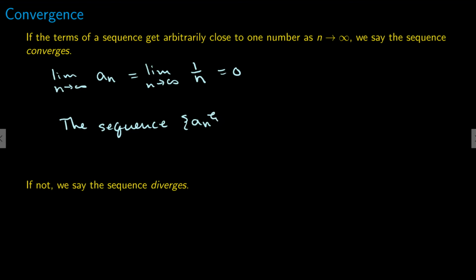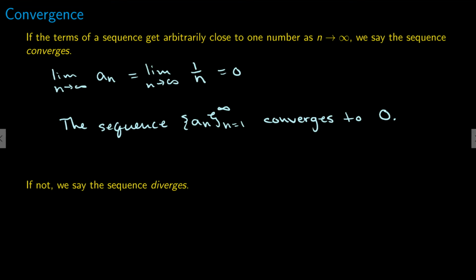sometimes we write it like this, a sub n as n goes from 1 to infinity. The sequence a sub n as n goes from 1 to infinity converges, and it converges to the value 0.